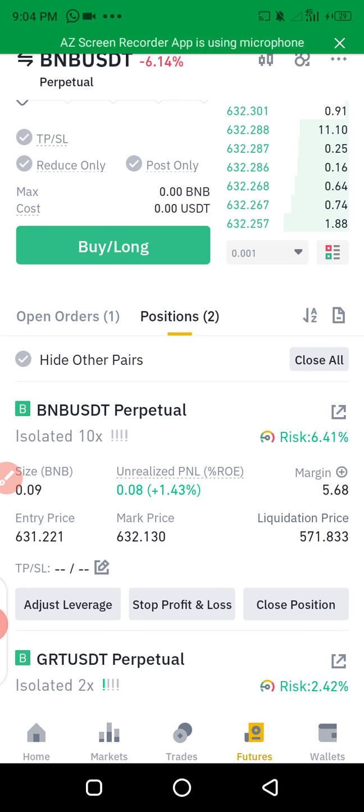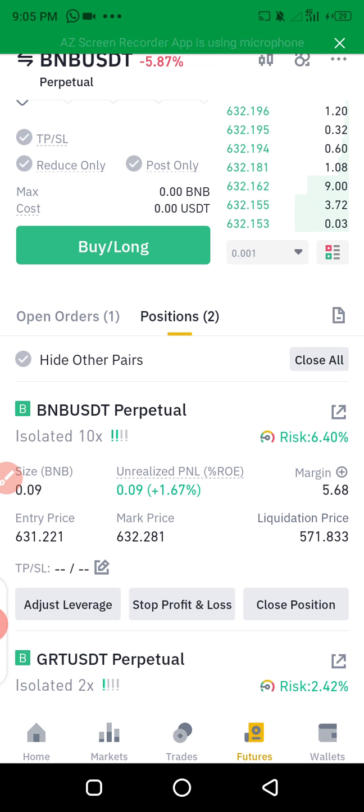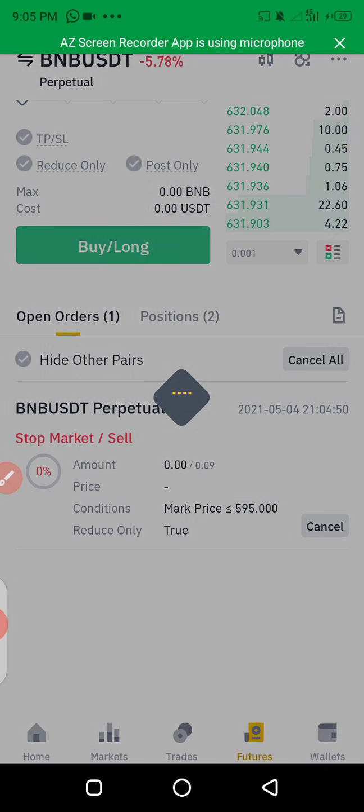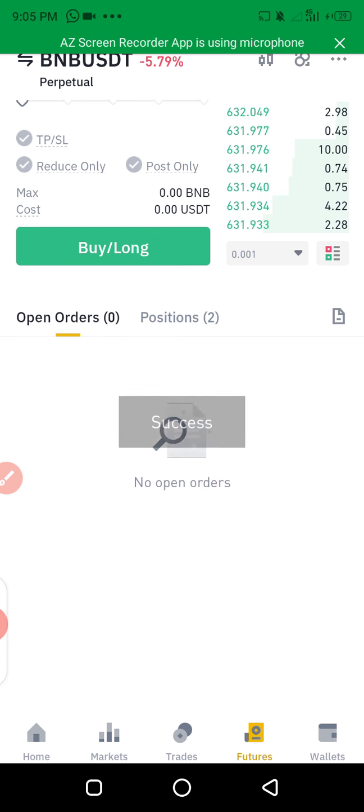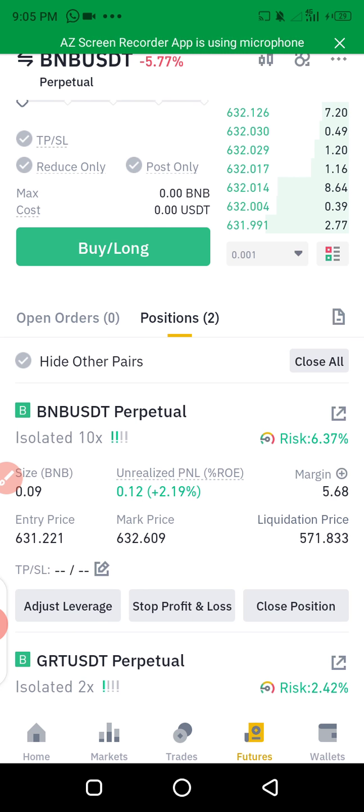As you can see here, it has come to my open order. So it won't trigger until the market comes to this $595. It's like using a stop limit order in spot trading. So your money will not be liquidated. I wonder why a lot of traders got liquidated, because they don't set stop limits.